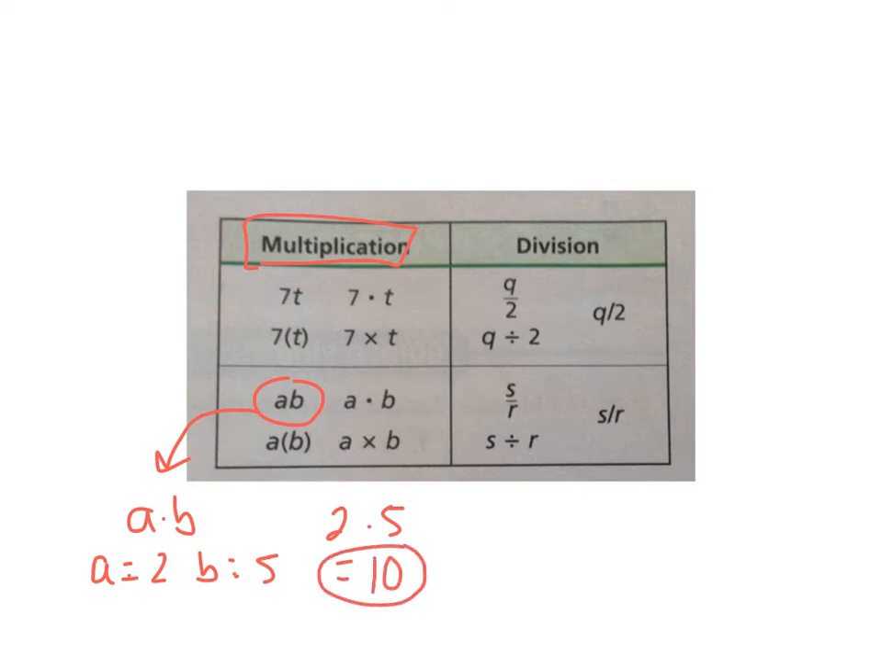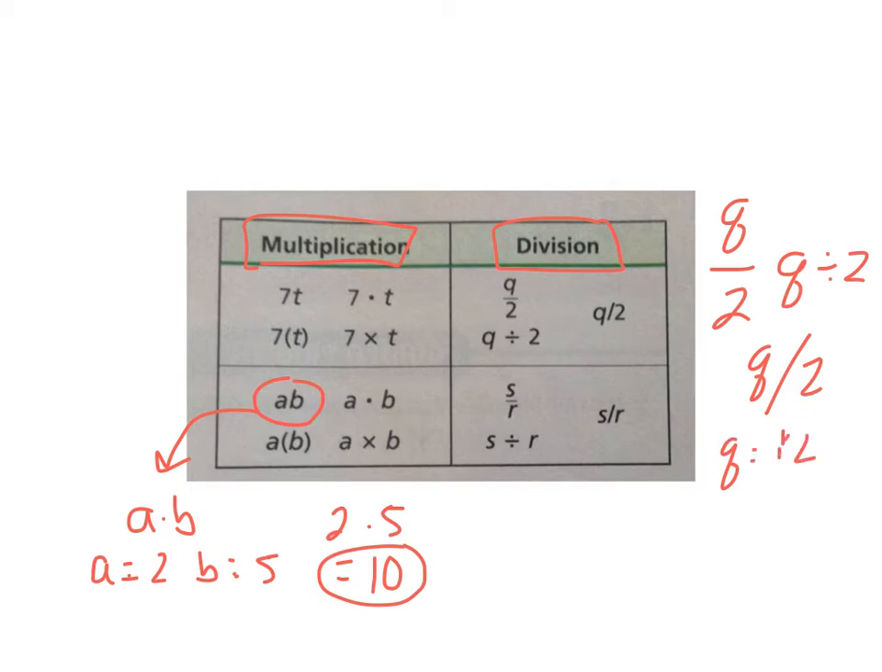We can also write division a few different ways as well. Division can be written with a fraction bar, so this looks like q over 2, which is the same thing as q divided by 2, which could be written as q slash 2. So if q were equal to 12, then it would be 12 divided by 2, which is 6. So keep that in mind when you're evaluating algebraic expressions.